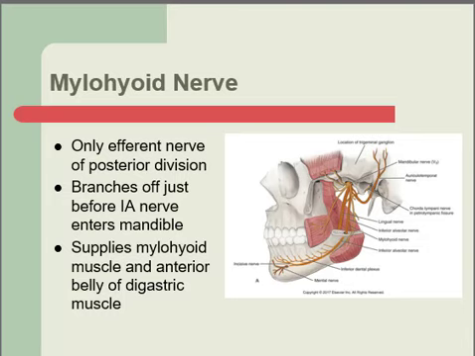Mylohyoid nerve. This is the only motor or efferent nerve in that posterior division, and it branches off just off the IA nerve before it enters the mandible. This supplies the mylohyoid muscle and the anterior belly of the digastric, those suprahyoid muscles.